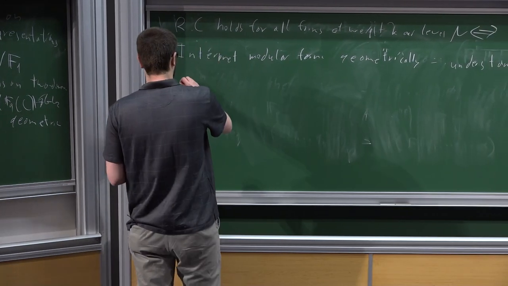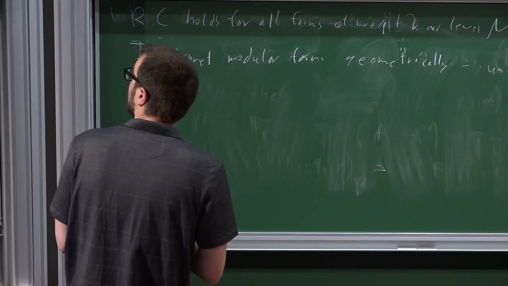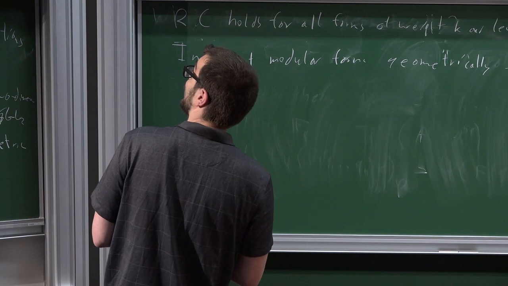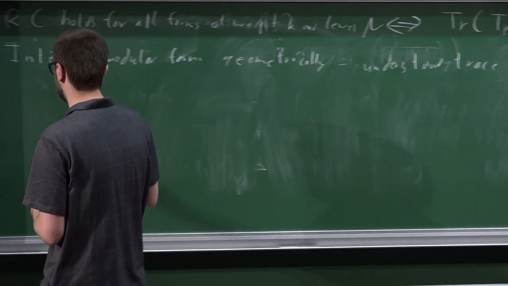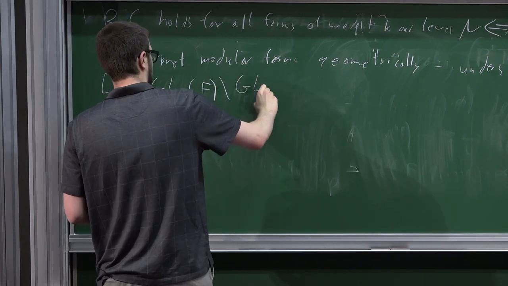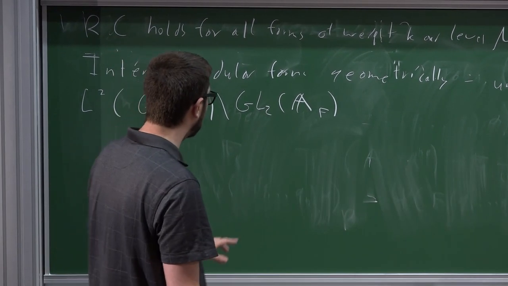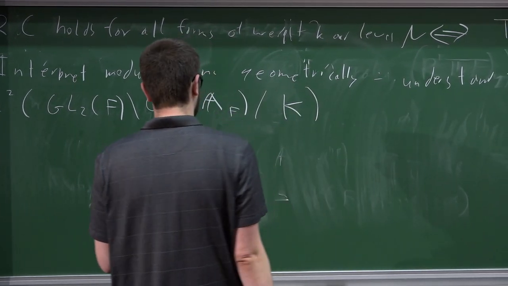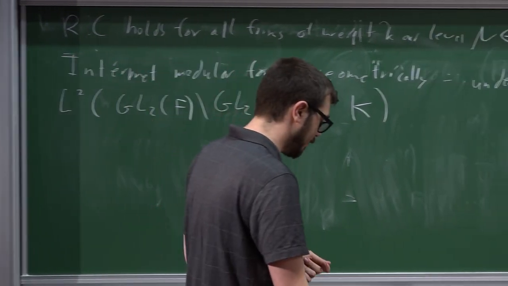Let me say it like this. I'm interpreting. There are many ways to define modular forms in the setting of function fields. There is the idyllic way, which is you take your field F of functions on a curve, you look at GL2 of the ideals of that field, you mod out by GL2(F), and you mod out by some compact subgroup, and you look at, for example, L2 functions on this.